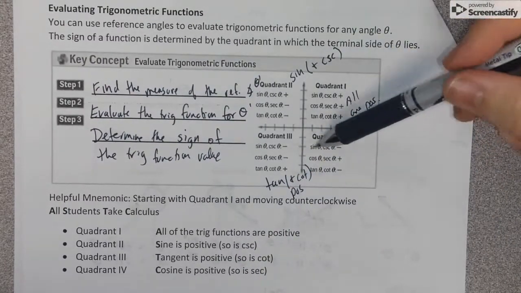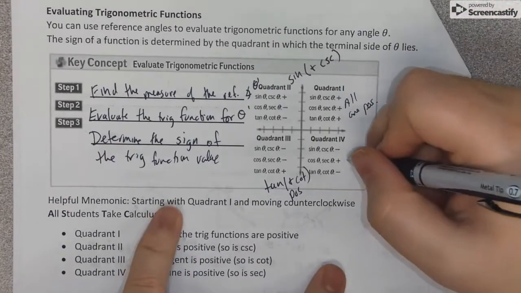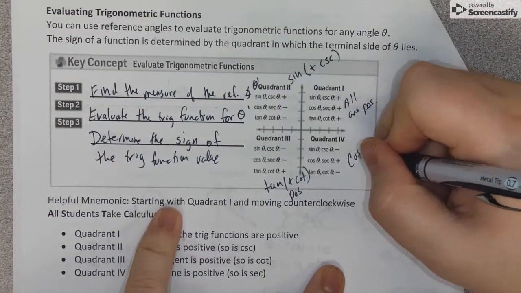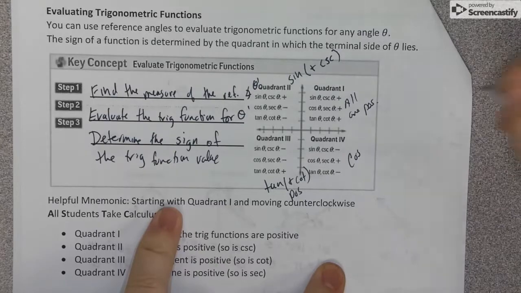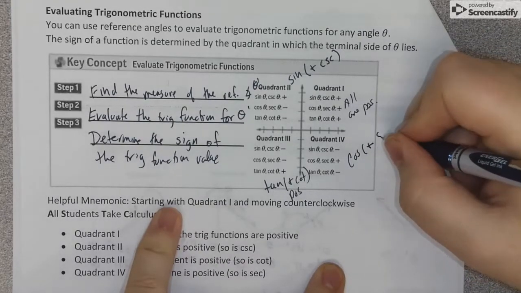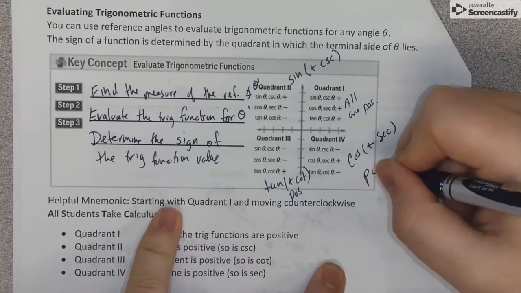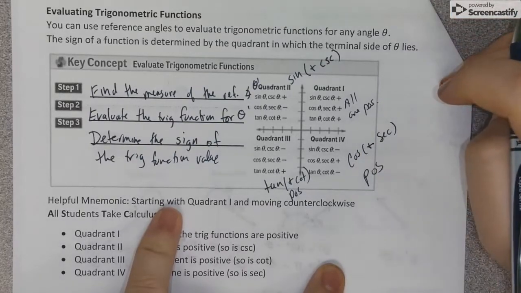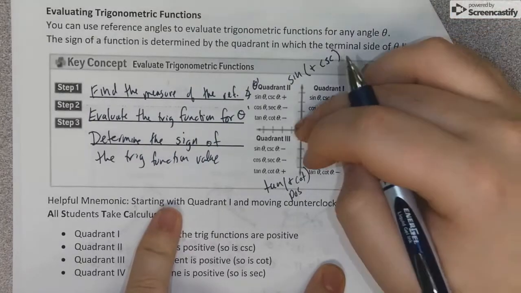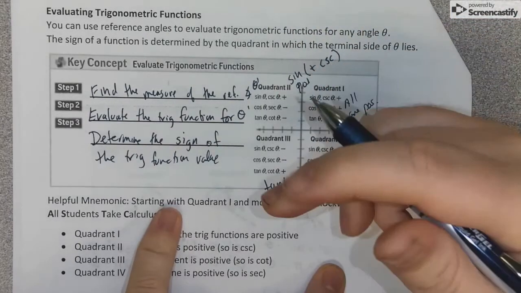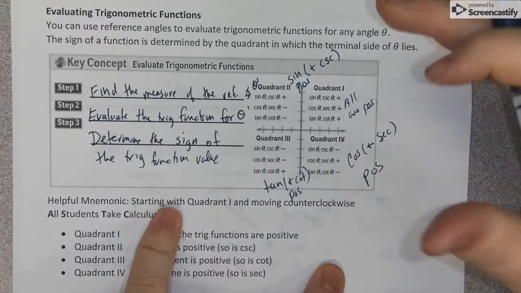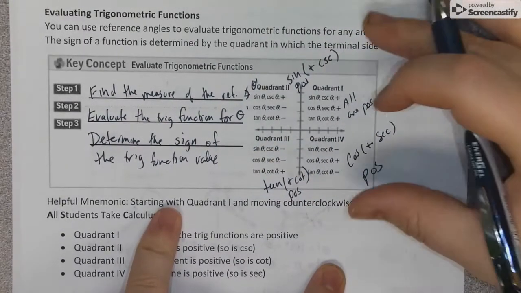And then in quadrant 4, the only thing that's positive is cosine. So cosine, then that would mean secant is also positive. So in quadrant 1, everything's positive. In quadrant 2, sine is positive. In quadrant 3, tangent is positive. And in quadrant 4, cosine is positive.